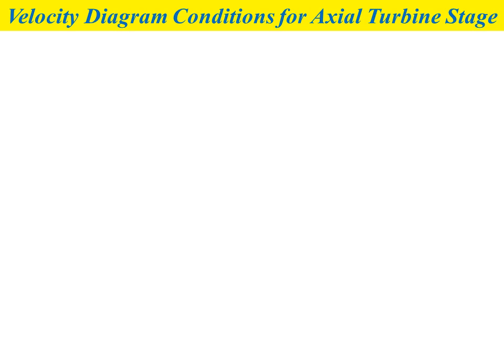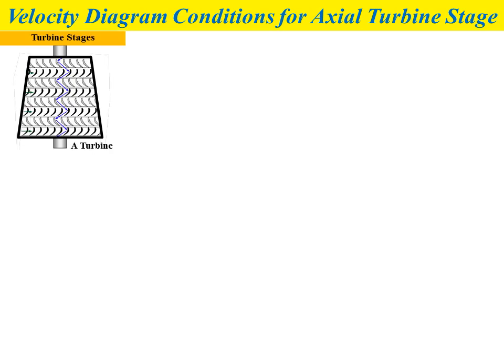Velocity diagram conditions for an axial turbine stage. Before we discuss velocity diagram conditions, let's look at the turbine stages. The figure shows a schematic diagram of a turbine that consists of a number of stator rows and a number of rotor rows, and it shows the direction of hot gas flow in the turbine.